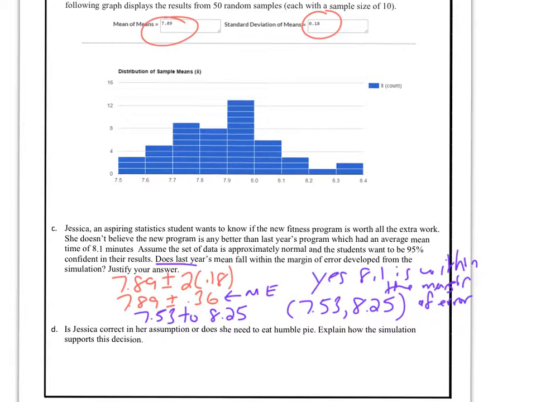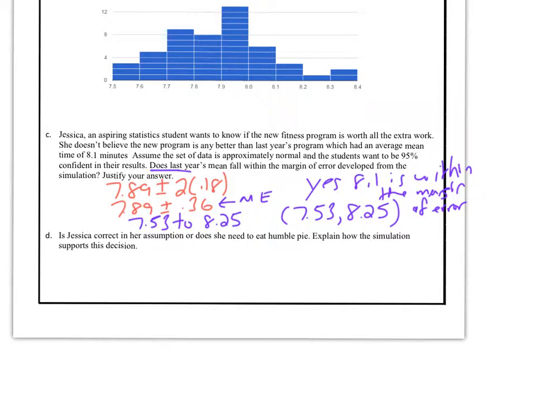So from there, we have to then say, okay, is 8.1 inside this interval? And the answer is, yeah, it is. So 8.1 is inside the bounds that would occur due to just random variability or random sampling and coming up with a different answer. So we can say, yes, 8.1 falls within the interval. Therefore, Jessica is correct. So our answer is Jessica is correct.